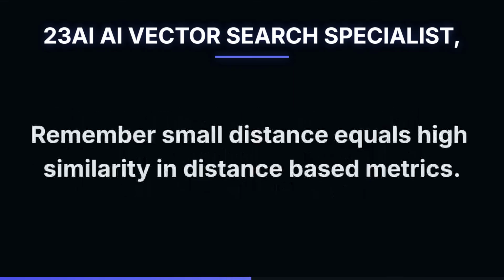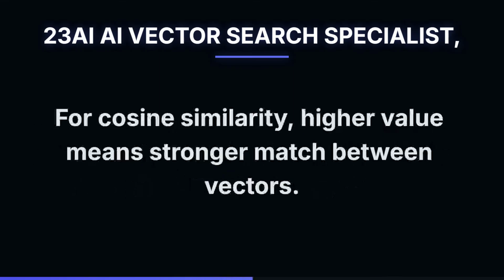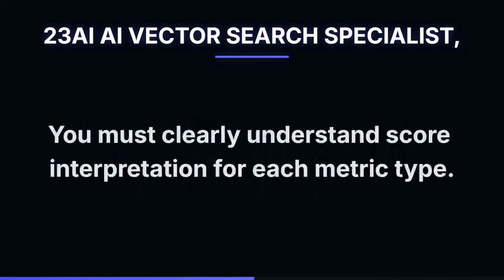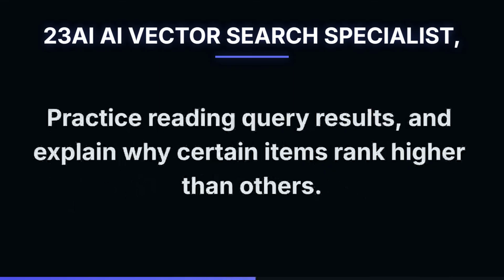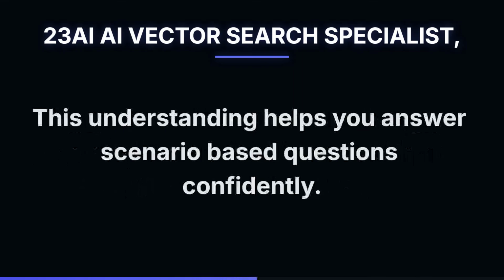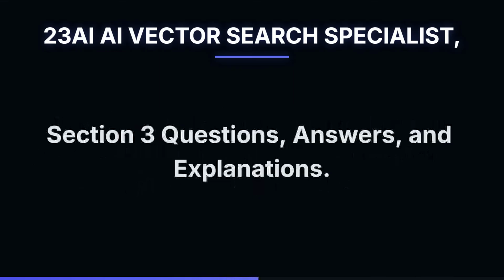Remember, small distance equals high similarity in distance-based metrics. For cosine similarity, higher value means stronger match between vectors. You must clearly understand score interpretation for each metric type. Practice reading query results, and explain why certain items rank higher than others. This understanding helps you answer scenario-based questions confidently.